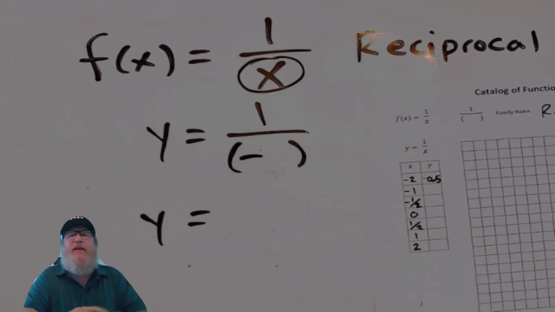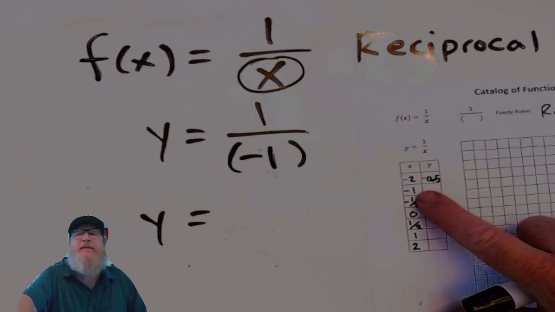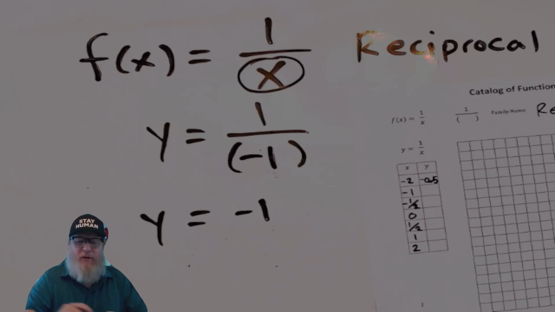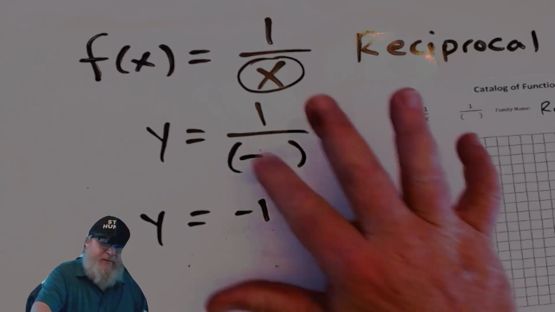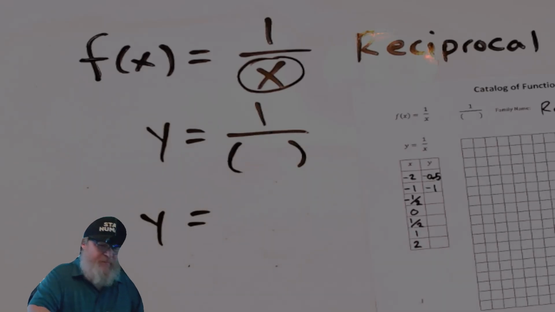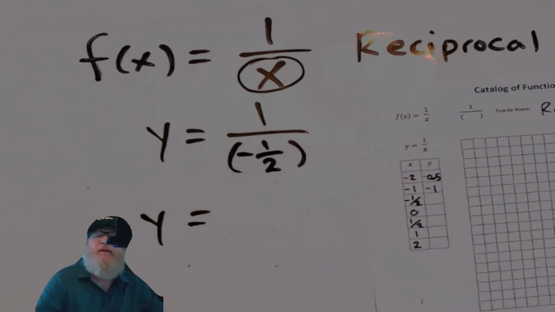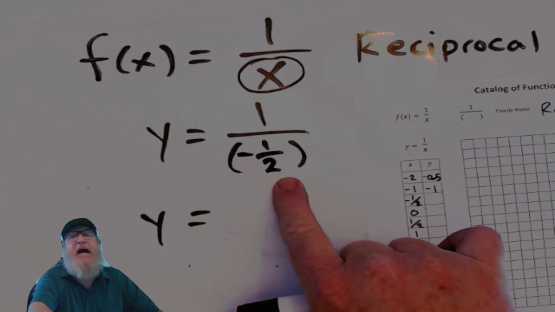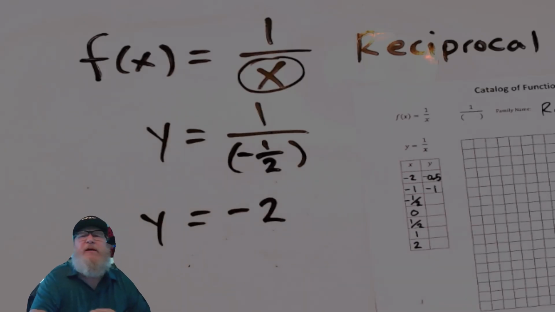And let's just go down the list. The next input is -1. And you don't need a calculator for that. 1 divided by -1 is -1. My next input, -1/2. Or you could use -0.5 as an input. You're going to get -2 as an output.